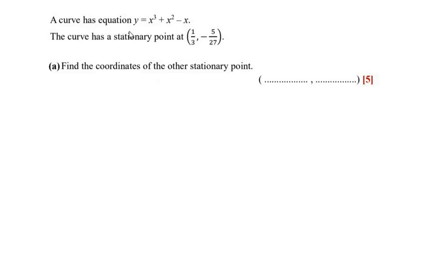Now here we have been given a curve which is a cubic graph because the highest power of x is 3. So let's say that the curve looks this way, and it is also given that this curve has a stationary point at (1/3, -5/27). Let us say that the given stationary point is over here. We have to find the coordinates of the second stationary point, and let's say the point is over here.